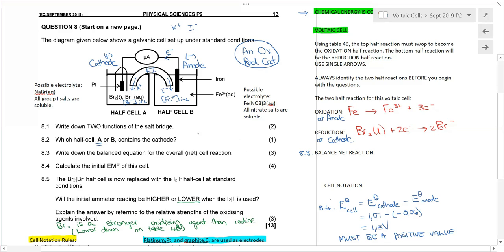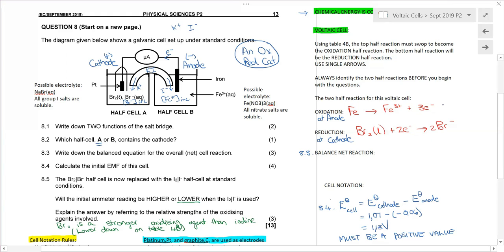Why is half cell A the cathode? Because reduction happens at the cathode. Red cat. Reduction is the half reaction that is lower down on the table of the 2 half reactions. Then 8.3, write down the balanced equation for the overall or net cell reaction. So again, I couldn't do that with confidence if I hadn't written the 2 half reactions.